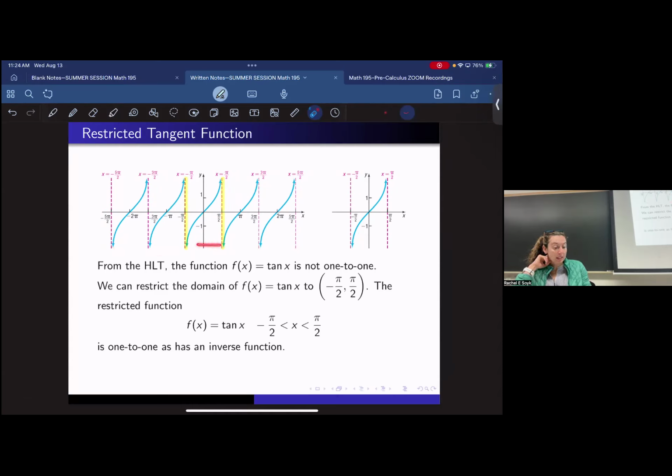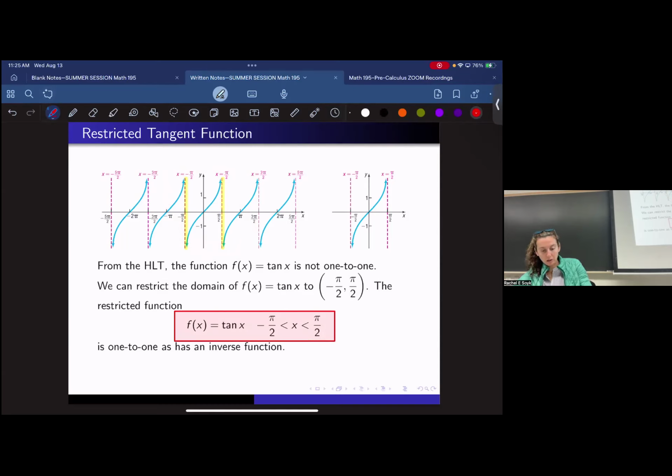And between these yellow lines here, is this a good representation of passing our horizontal line test? Yeah. So between these yellow lines, we have indeed a one-to-one function, which means when we're looking to find our inverse tan function, our original function is going to be restricted on the domain of negative pi over 2 to pi over 2.